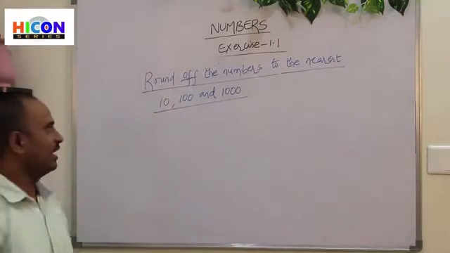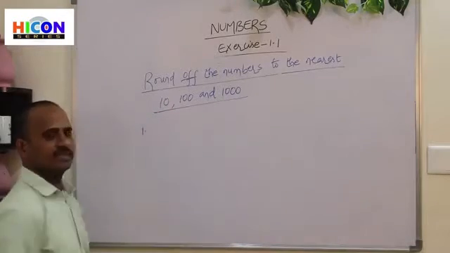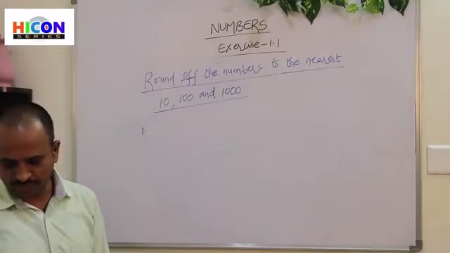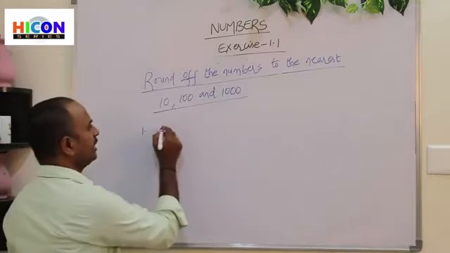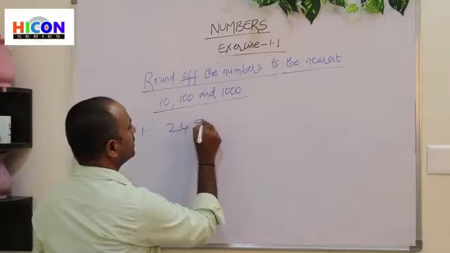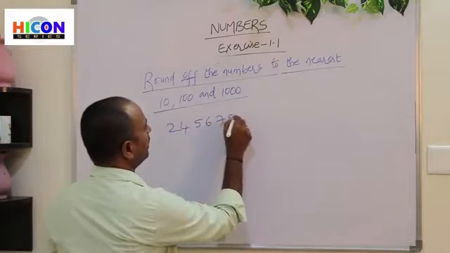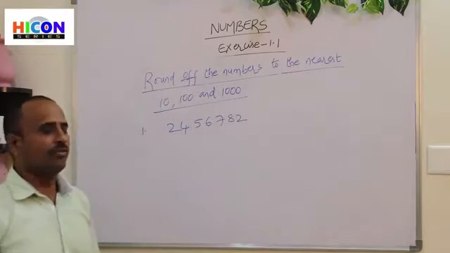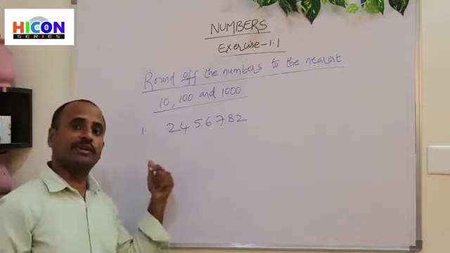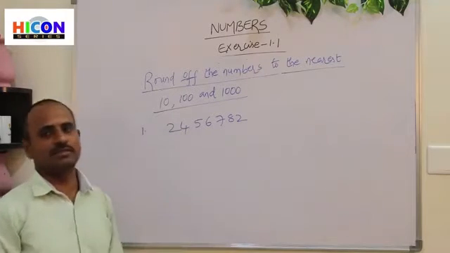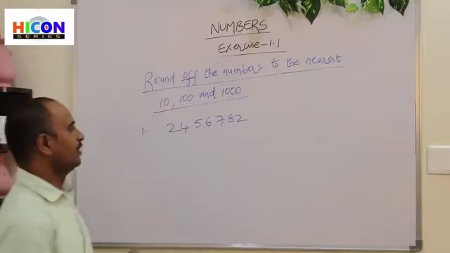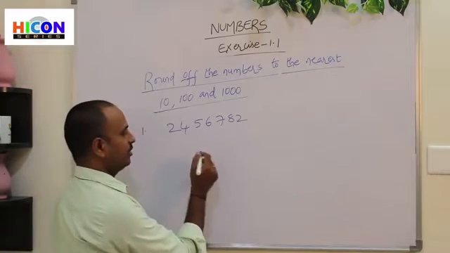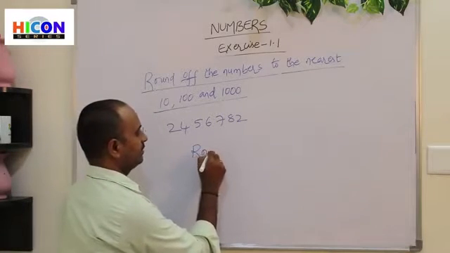So let us see an example. The first problem in this section. The first example is 24 lakhs 56,782. Now we have to round off this number to the tens, hundreds and thousands. First we will round off the given number to tens.